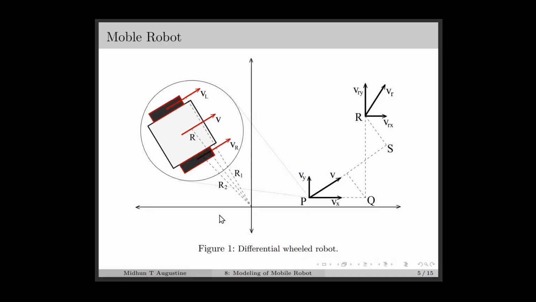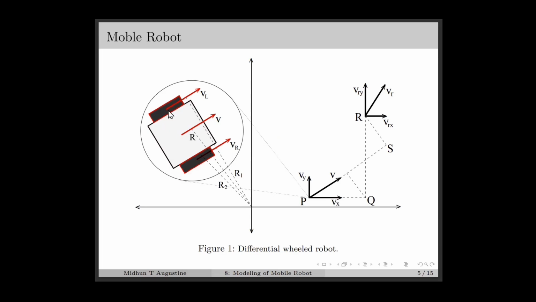Figure 1 shows a schematic representation of differential wheeled robot, where we have wheels on both sides. We can call them the left wheel and right wheel. Both of these wheels are associated with an electric motor, and we can control the torque given to each of these motors separately for adjusting their velocities. Let's say VL denotes the velocity of the left wheel and VR denotes the velocity of the right wheel. Then by controlling these velocities independently, we can adjust the velocity of the mobile robot.